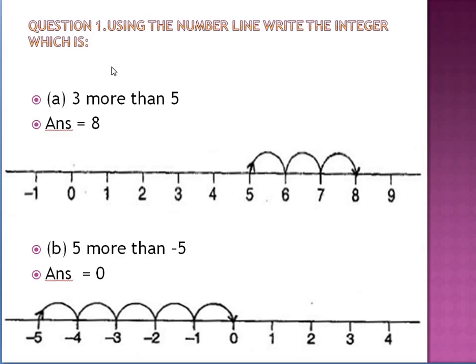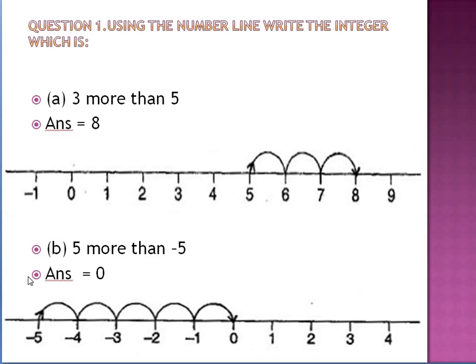Here in that exercise, the second exercise: using the number line, write the integer which is 3 more than 5. 3 more than 5 means what you have to do? You have to go up to 5. You go from 5, 3 more means you have to go to the right 3 places.